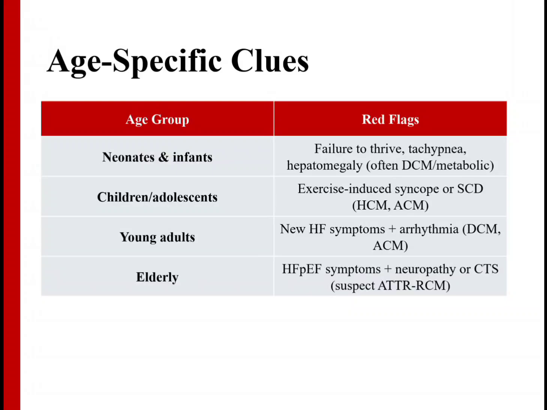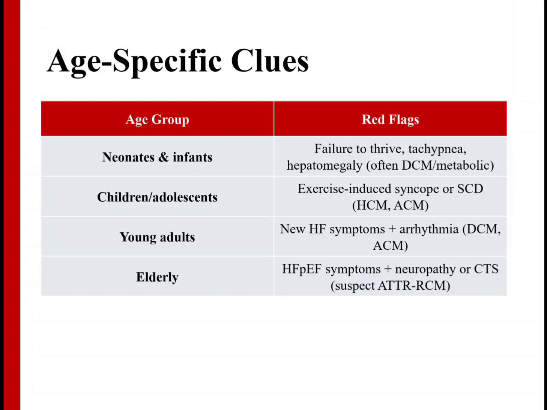Age-specific clues are a very powerful tool for age profiling. For example, neonates and infants may present with failure to thrive, tachypnea, and hepatomegaly, and this is most often linked to dilated or metabolic infiltrative disease.